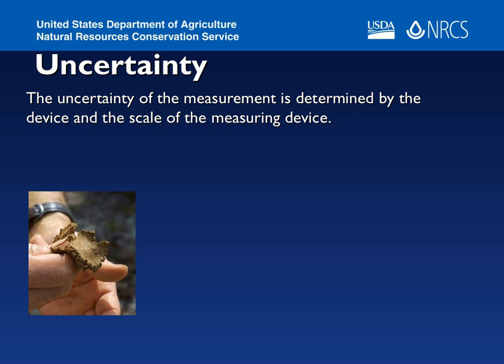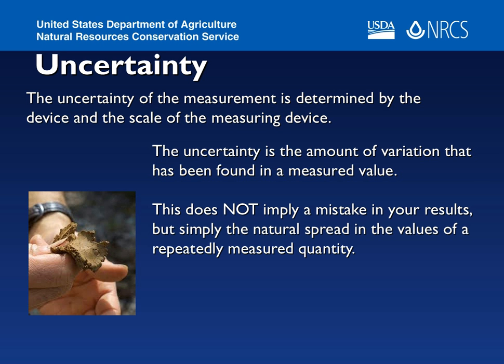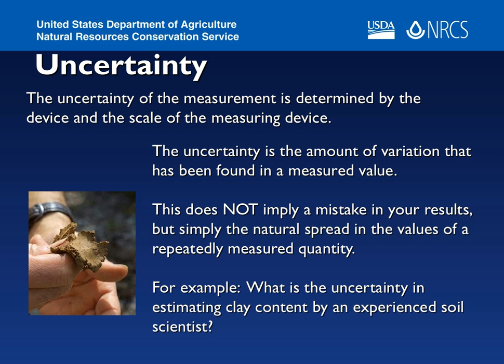So I basically just mentioned that. The uncertainty of the measurement is determined by the device and the scale of that measuring device. It's also an amount of the variation that you're going to find in that measured value. And it does not imply that there's a mistake. It only implies that there's a natural spread of these values based off of that device and the scale of that device. And you can relate this back to your fingers when you're texturing.